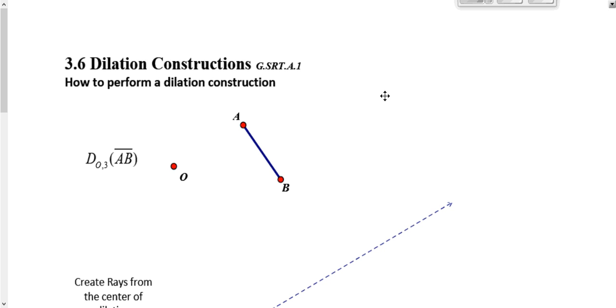All right, here we go. So now we're going to construct dilations, okay? So here's our notation for the dilation that they want us to do. And remember, your compass copies measurements and moves them elsewhere on the page, wherever you need them, right?